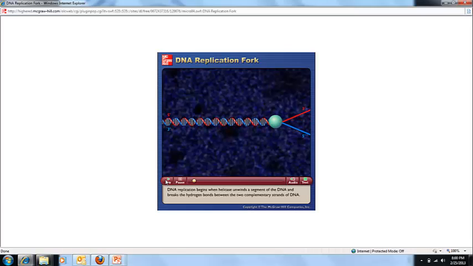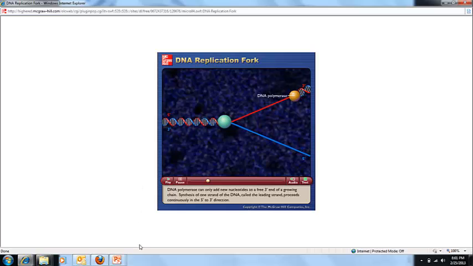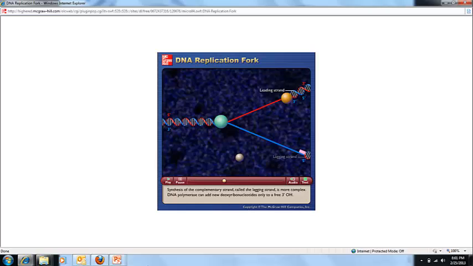DNA replication begins when helicase unwinds a segment of the DNA and breaks the hydrogen bonds between the two complementary strands of DNA. DNA polymerase can only add new nucleotides to a free 3' end of a growing chain. Synthesis of one strand of the DNA, called the leading strand, proceeds continuously in the 5' to 3' direction. Synthesis of the complementary strand, called the lagging strand, is more complex. DNA polymerase can add new deoxyribonucleotides only to a free 3' OH.